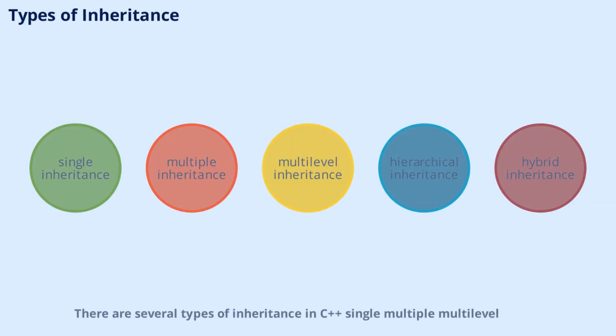There are several types of inheritance in C++: single, multiple, multi-level, hierarchical, and hybrid. Each type serves a different purpose and allows you to structure your code in various ways. Understanding these types helps you design flexible and efficient class hierarchies for your applications.